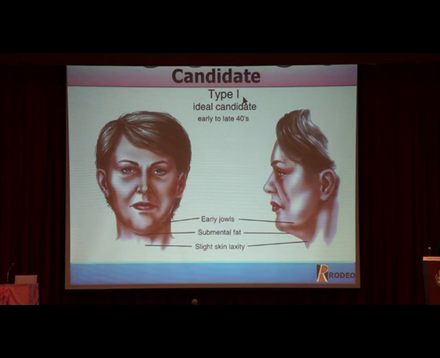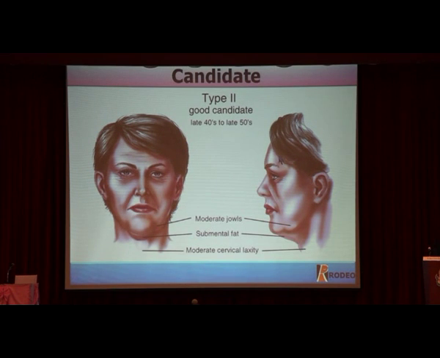The ideal thread lifting case is type 1: early jowl, submental pad, slight skin laxity, the patient with no complaint at your clinic. This is the type you choose, the barbed thread type. Type 2 is a good candidate: moderate jowl, submental pad, moderate cervical laxity. The common point is the small pad, and the thread lifting points are mid face and lower face.